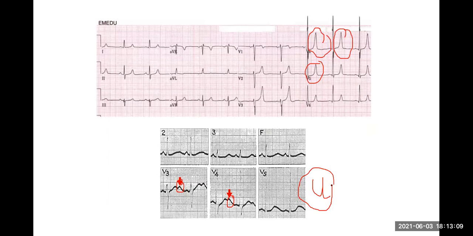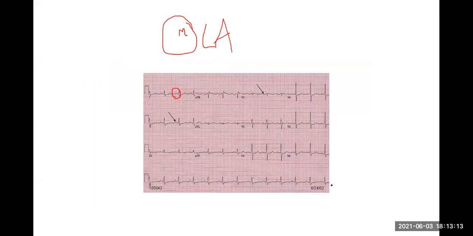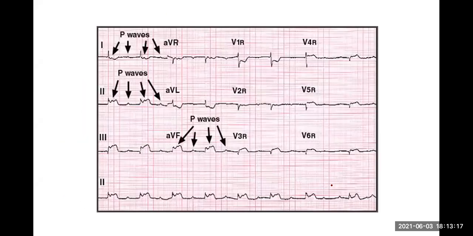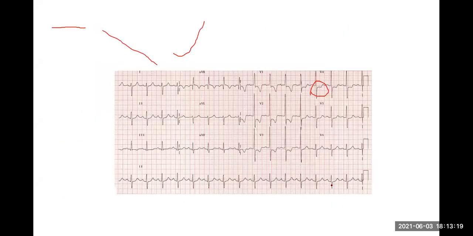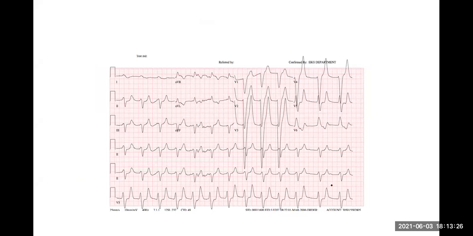P wave, P mitrale, P pulmonale, ST elevations, ST depressions, and identifying where the MI is exactly, then T waves and U waves. That's what you look for. What is going on here? You can type the answer on the chat if you like.